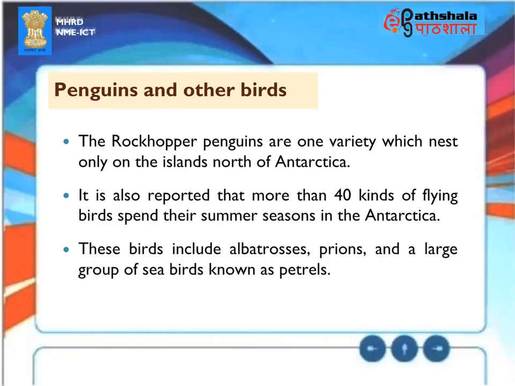The rockhopper penguins are one variety which nest only on the islands north of Antarctica. It is also reported that more than 40 kinds of flying birds spend their summer seasons in Antarctica. These birds include albatrosses, prions, and a large group of seabirds known as petrels.